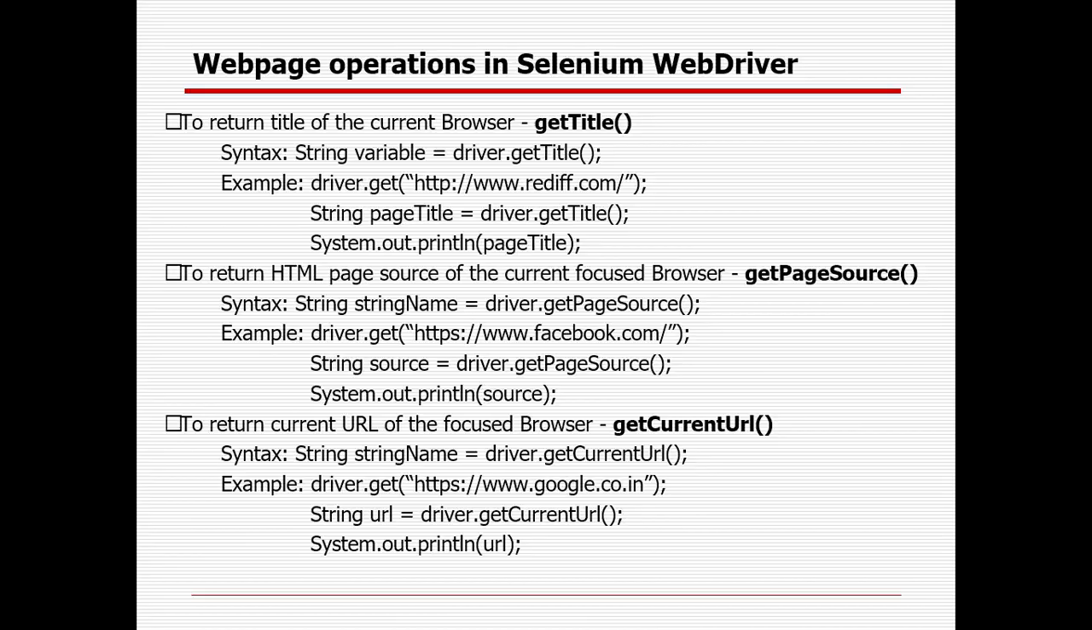First, getTitle: you can get the title of the current browser. There can be multiple browsers I can open, but with that particular method we can get the title of the current browser. Similarly, getPageSource will return the HTML page source of the currently focused browser. Similarly, with the help of getCurrentURL, I can get the current URL of the focused browser.